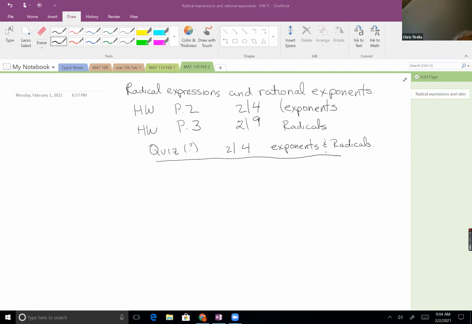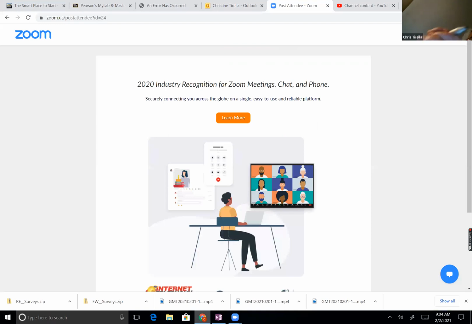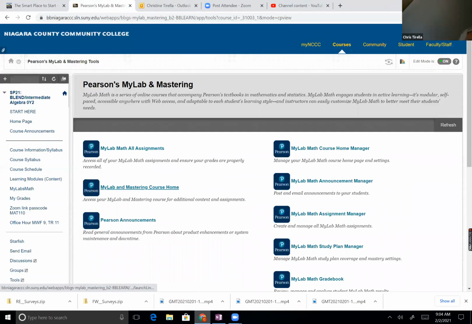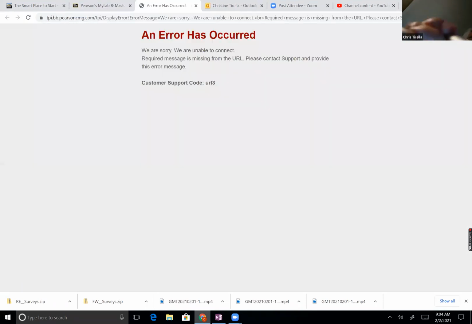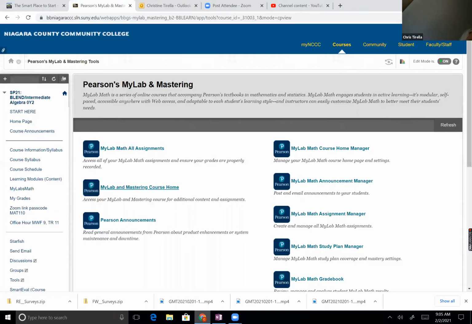Before we get started with those radicals, we had left off looking at exponents. And as we were looking at exponents, we went through quite a few examples from the textbook and from my labs.